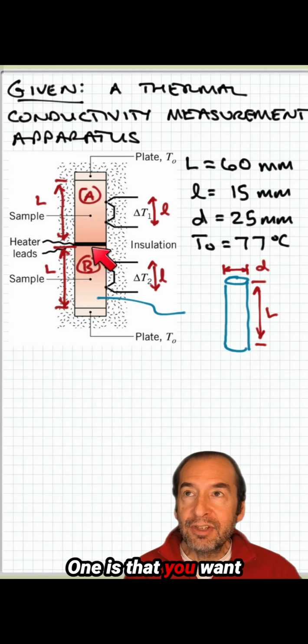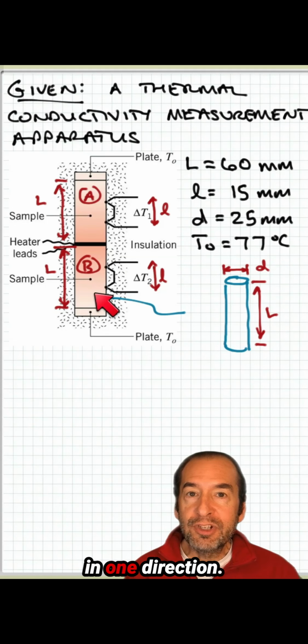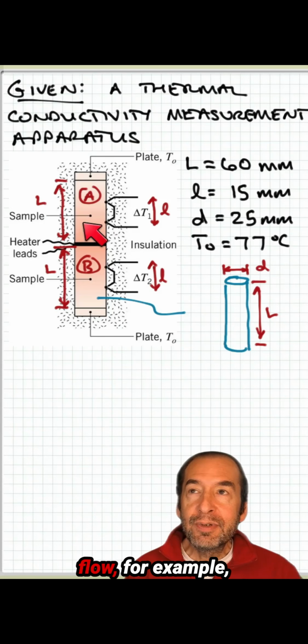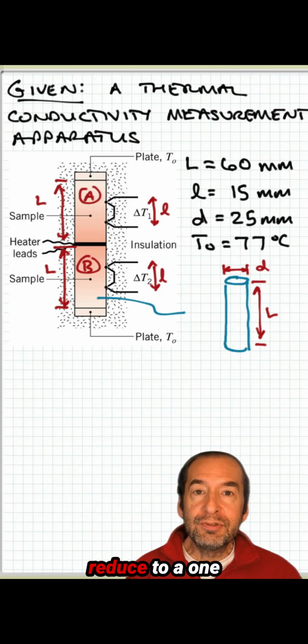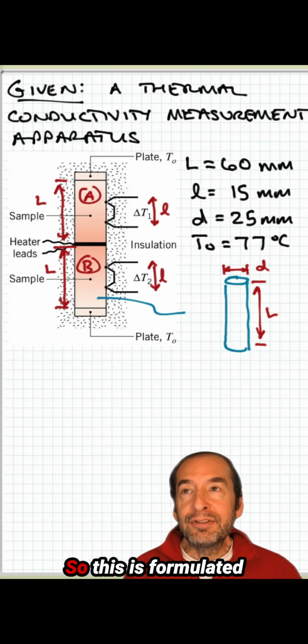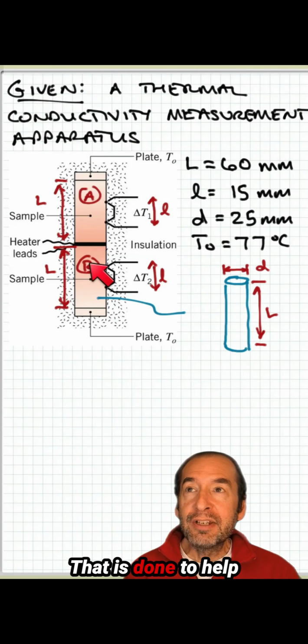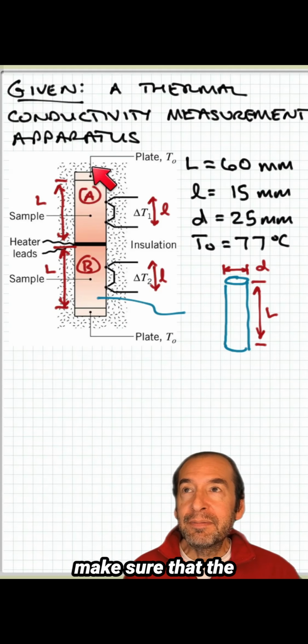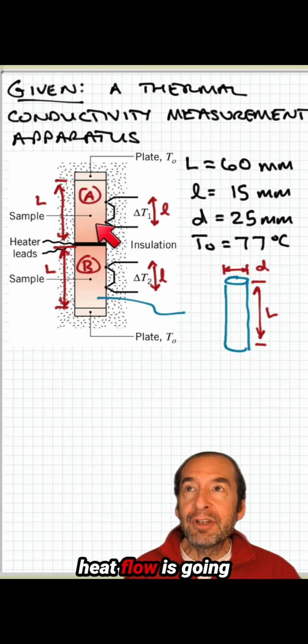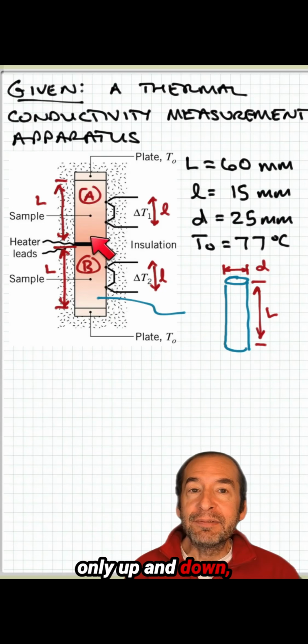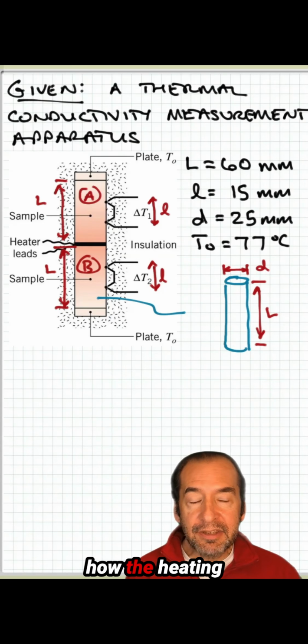One is that you want to make sure that heat flow is only going in one direction. If you have heat flow, for example, here coming out the sides, then it doesn't reduce to a one-dimensional problem, and you have to consider some more complications in your analysis. So this is formulated in such a way that there's insulation around the sidewalls. That is done to help make sure that the heat flow is going only in the up and down direction. The other thing is how the heating is taking place.